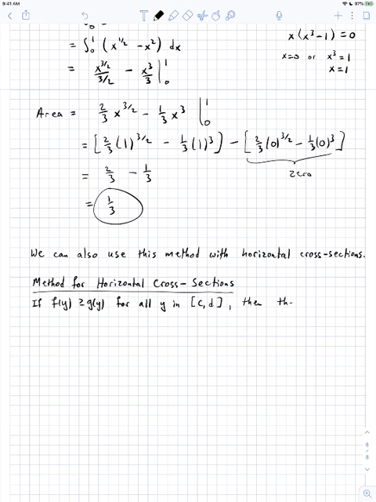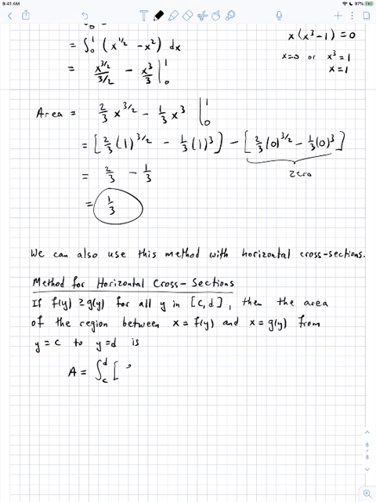then the area of the region between x equals f of y and x equals g of y from y equals c to y equals d is given by the integral from c to d of f of y minus g of y dy. So this is essentially the same formula, we're just changing the roles of x and y.